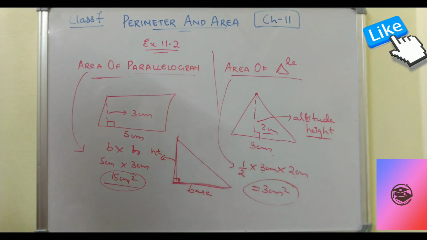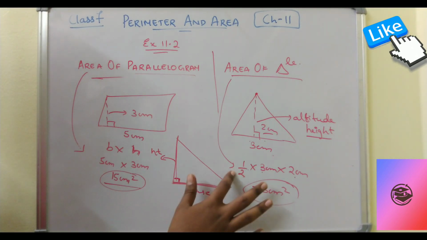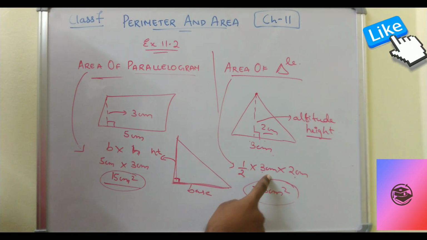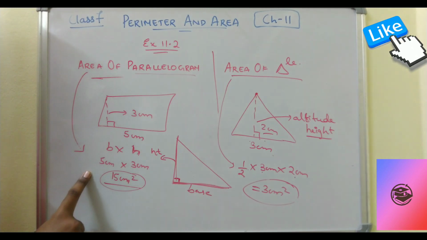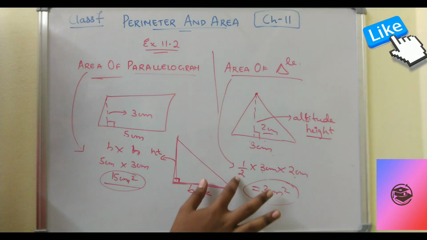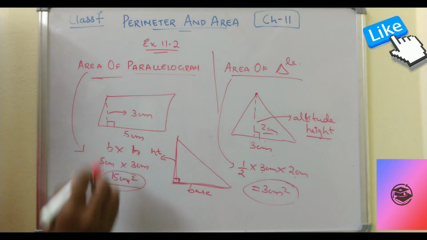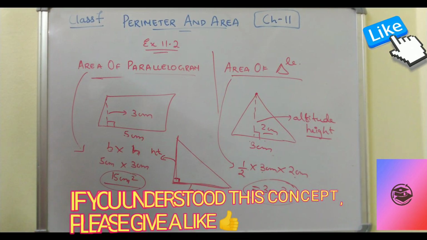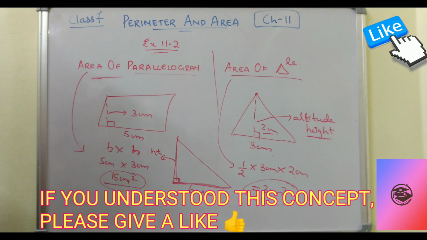So in the case of a triangle, it's half into base into height. In the case of a parallelogram, it's base into height. Half is not there. So this is the basic concept behind the area of a parallelogram and the area of a triangle.